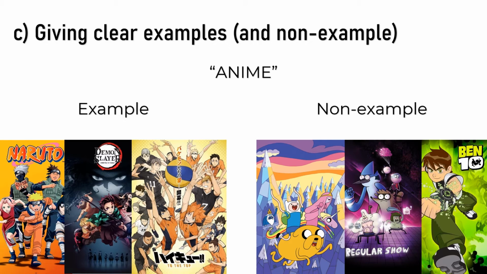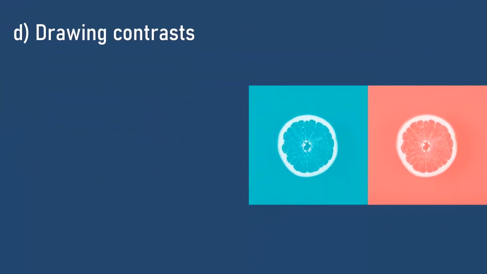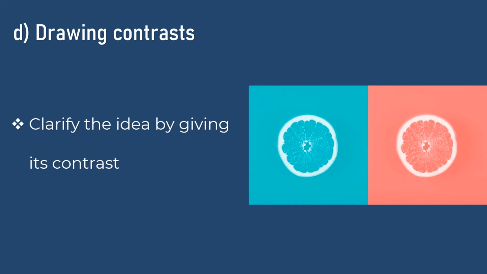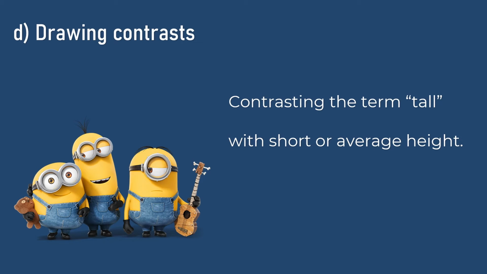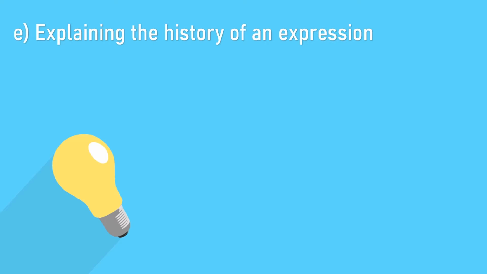And move on to the next point, drawing contrast. Another way to explain the term or idea is to give a contrast to the idea or to the expression. For example, we use the term tall for someone in a group by contrasting it to short or average height. And the last point is explaining the history of an expression.